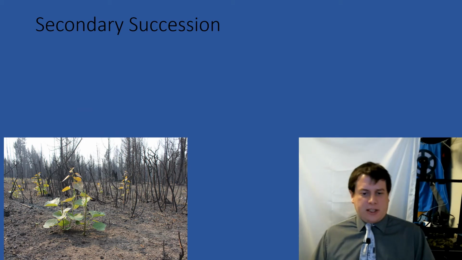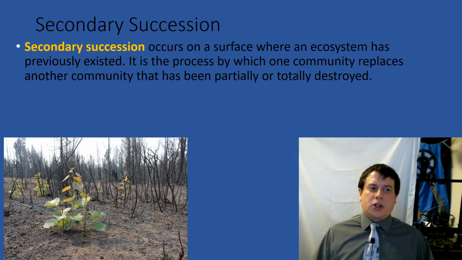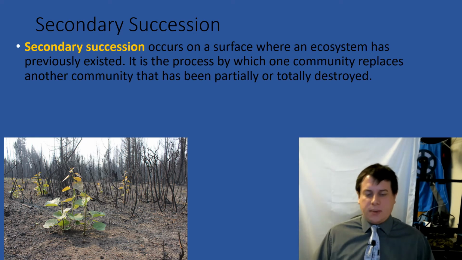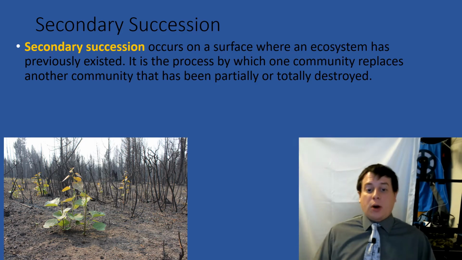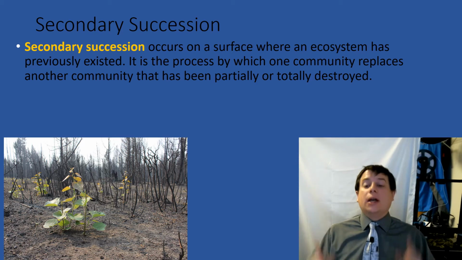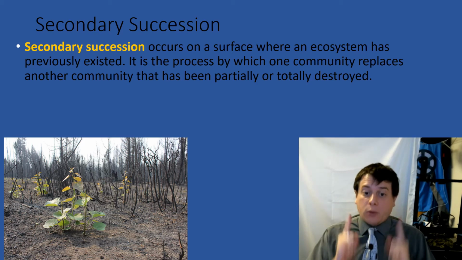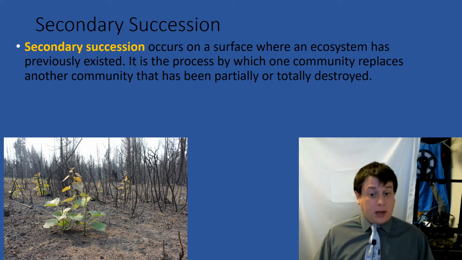Then there's another type of succession. It's called secondary succession. And secondary succession occurs on a surface where an ecosystem has previously existed. It's the process by which one community replaces another community that has been partially or totally destroyed. However, here's the key thing with secondary succession. It's not starting from bare rock. It's starting from bare soil. So the soil's already there, all right?